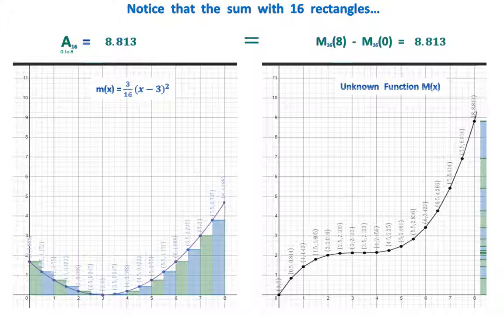Notice that the sum with 16 rectangles is a little greater than the sum with 8 rectangles. Also note that each area across delta x is smaller, which also means that each change in y is smaller.